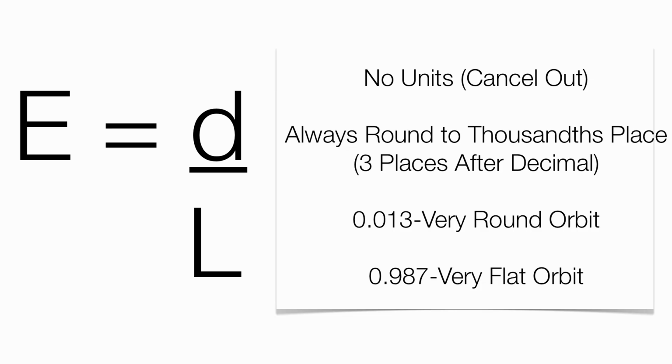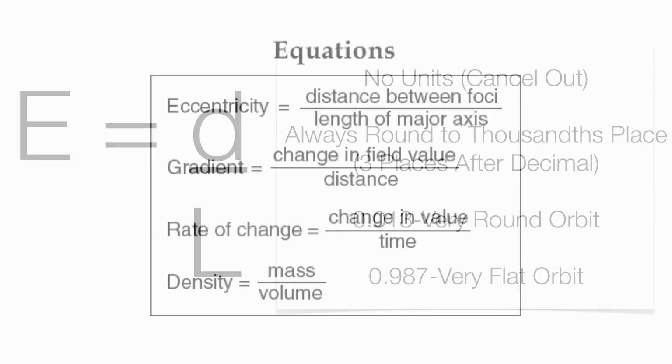Now you'll notice you have a very big difference between a very round orbit and a very flat orbit. Your numbers that are close to 0 have a very round orbit. Your numbers that are very close to 1 have a very flattened orbit. So when we say that an orbit is very round, it is somewhat of a non-elliptical orbit, and we say that an orbit that's very flat has a very high eccentricity and has a very highly elliptical orbit. So a big difference between those two values.